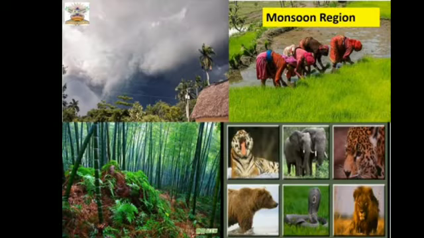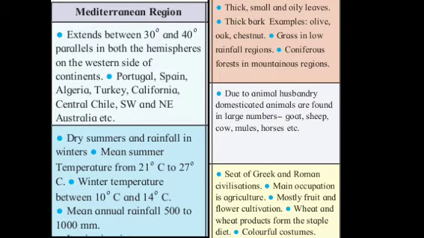Where do we find the monsoon region? Between the 10 to 30 degree parallels. And which are the areas that come under the monsoon region? They are Africa, America, Australia and Philippines. Okay, now let's see the second one, that is the Mediterranean region.